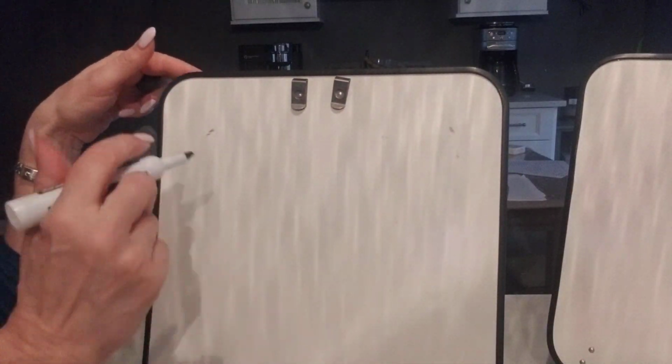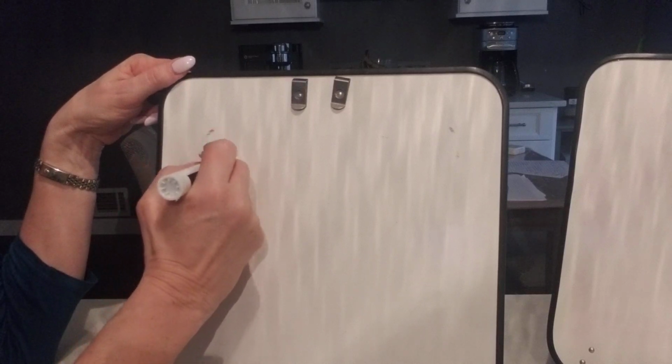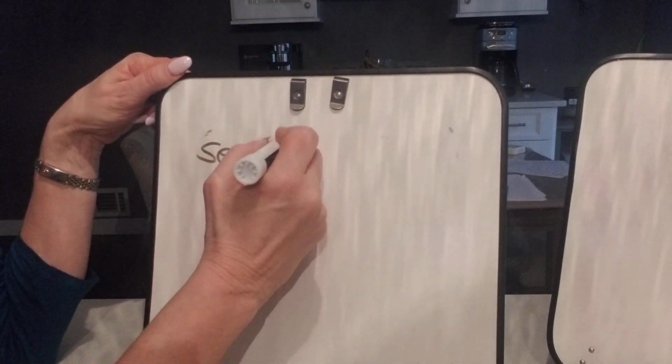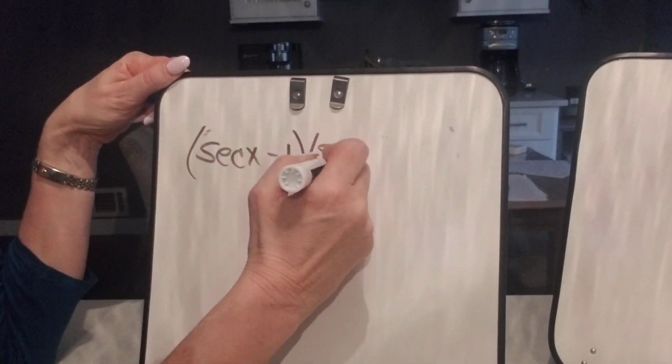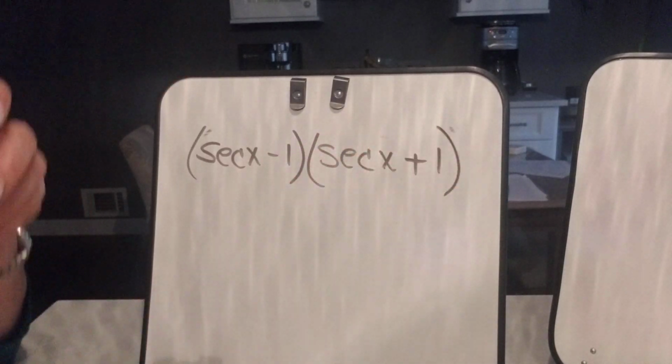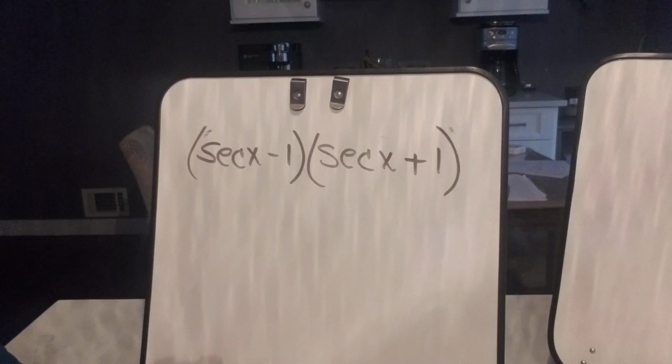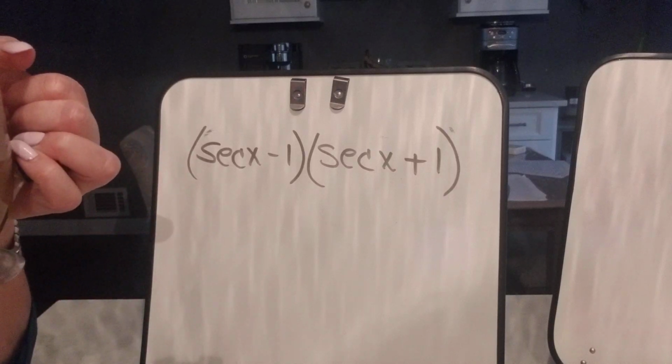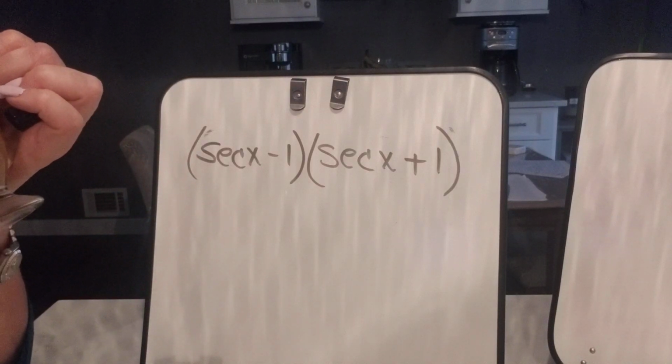Oh, this one's interesting. Secant x minus 1 times secant x plus 1. You have binomials multiplied together. You're going to have to FOIL. However, do you notice anything about these?